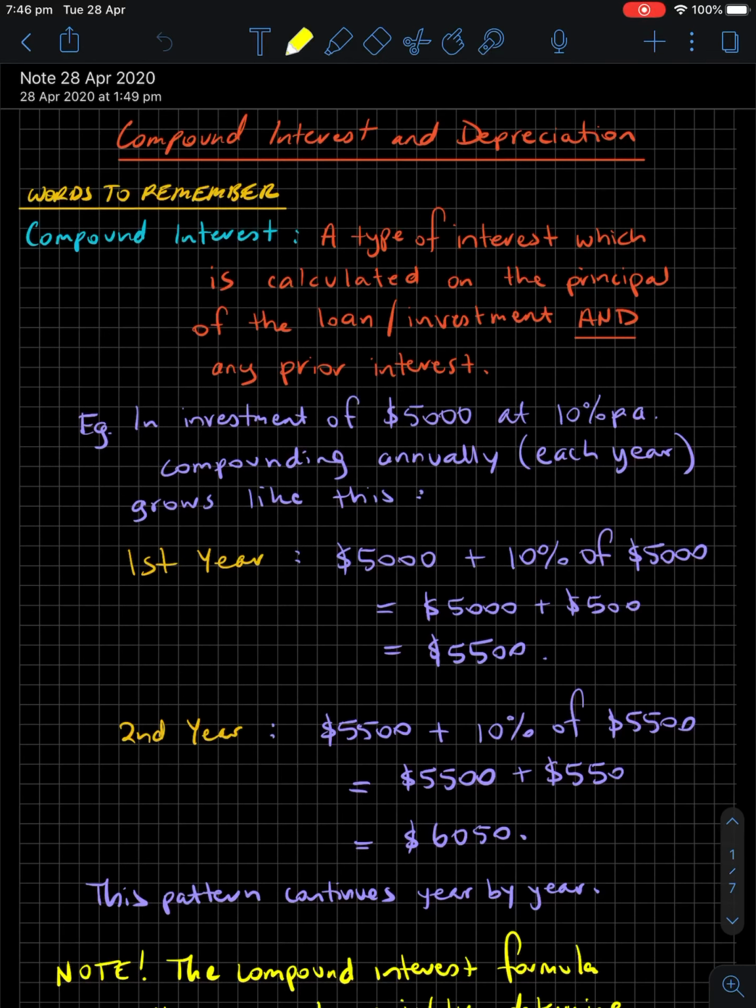Hi guys. So for today's lesson, we're going to be dealing with compound interest and depreciation. Okay, so first things first, what is compound interest?